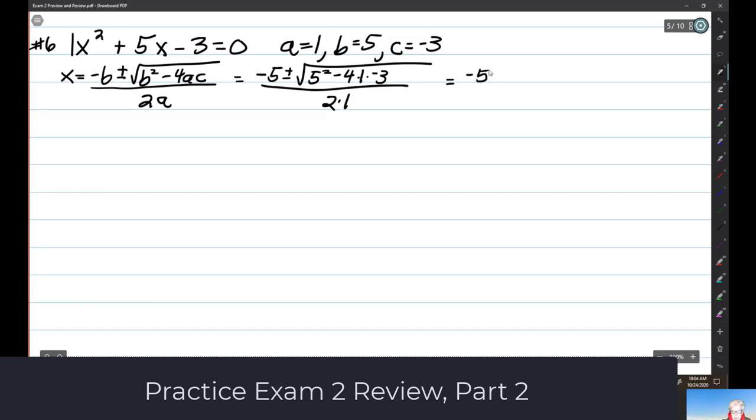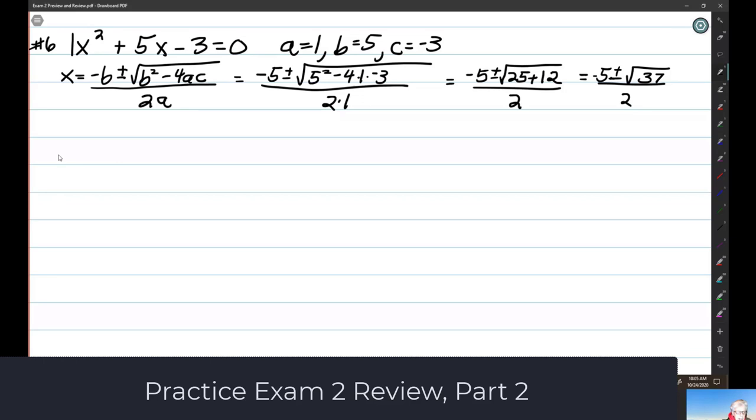negative 5 plus or minus the square root of 25 plus 4 times 3 is 12. That is, negative 4 times negative 3 is positive 12, over 2. So we are going to have negative 5 plus or minus the square root of 37 over 2 times 1, which is 2.